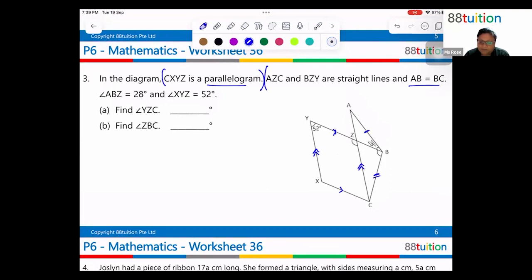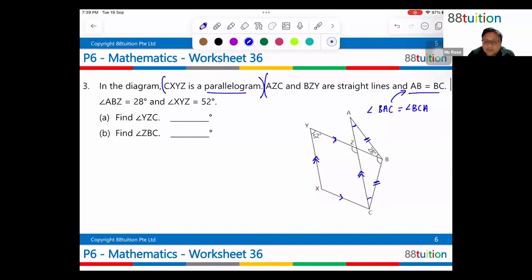So I mark that up to say that this angle here, angle BAC, must be equal to angle BCA. Okay, so because of this, the two angles are equal. That means triangle ABC is an isosceles triangle.